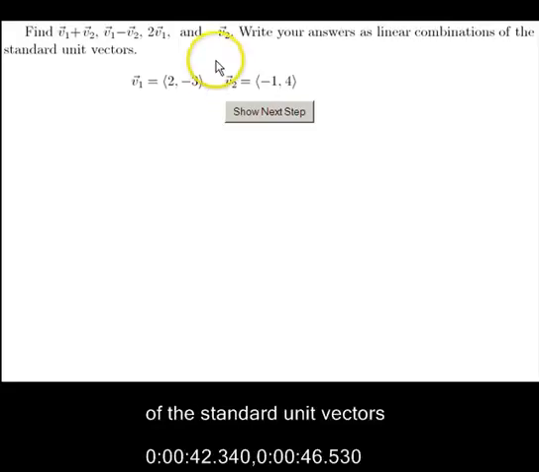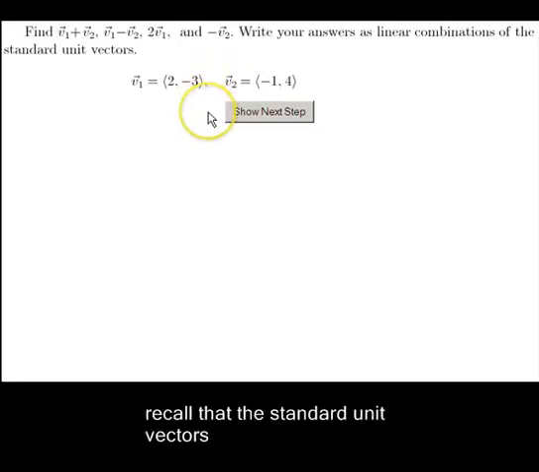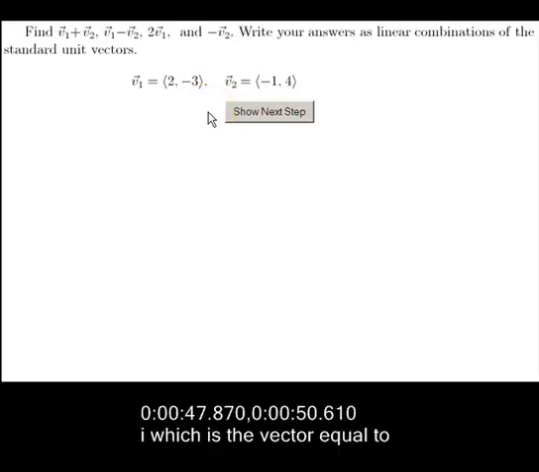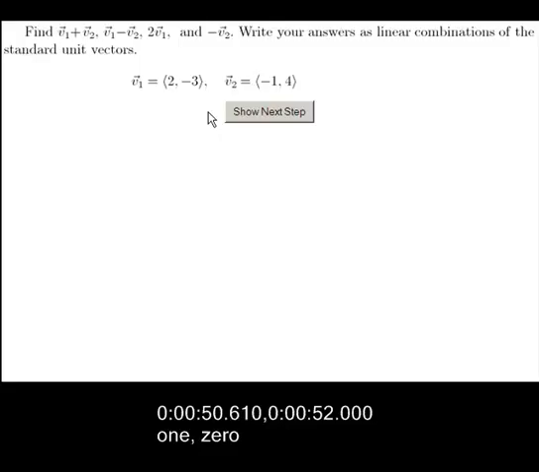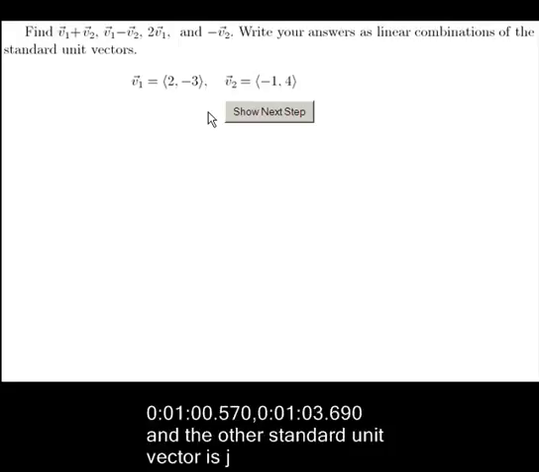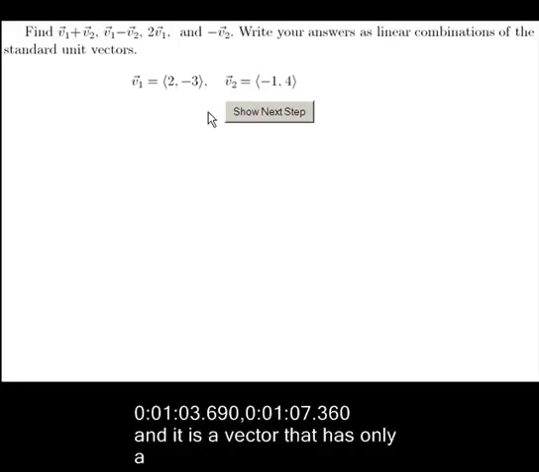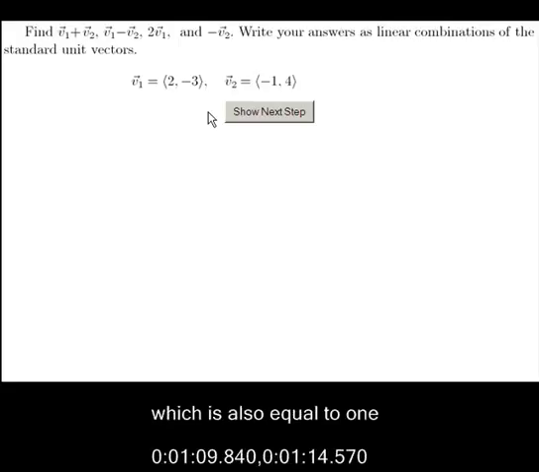vectors. Recall that the standard unit vectors are i, which is the vector equal to 1, 0. So i is the vector that has only a horizontal component, and it is equal to 1. And the other standard unit vector is j, and it is a vector that has only a vertical component, which is also equal to 1, so that j equals 0, 1.